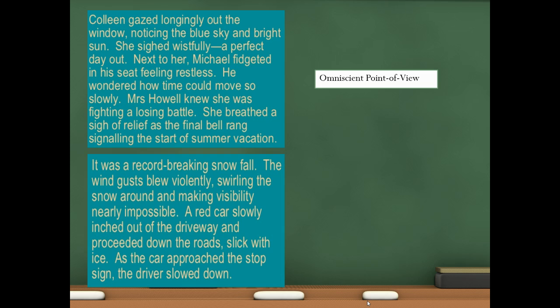It was a record-breaking snowfall. The wind gusts blew violently, swirling the snow around and making visibility nearly impossible. A red car slowly inched out of the driveway and proceeded down the roads, slick with ice. As the car approached the stop sign, the driver slowed down.